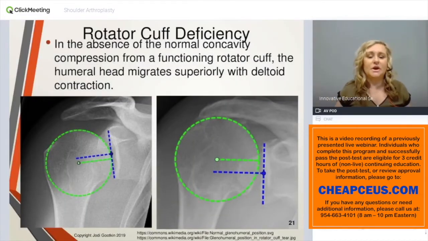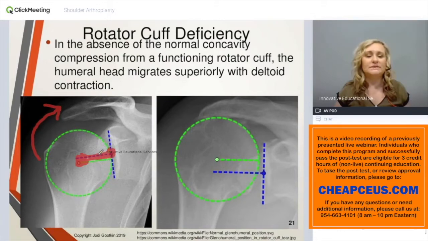What happens with the rotator cuff deficiency, and the way this actually occurs when we look at the kinematics: normally we have, on the left-hand side, the axis of rotation of the humeral head and the glenoid fossa. As our deltoids abduct, our rotator cuff functions to keep this humeral head stabilized, and it maintains a good joint space up here under the acromion.